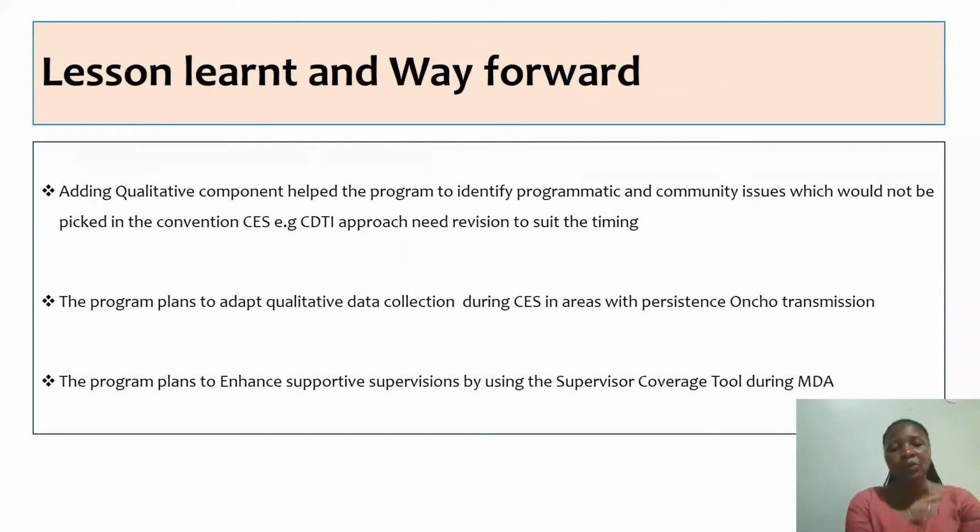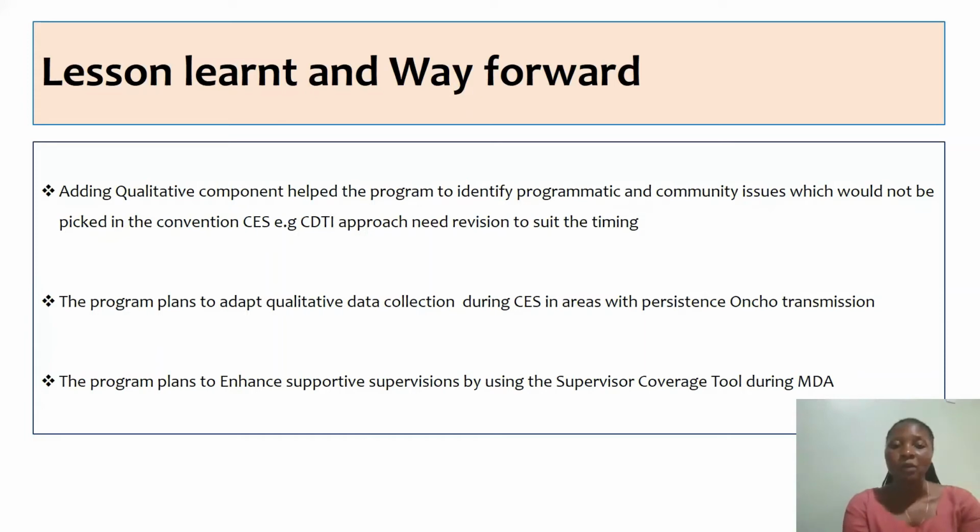The lesson learned and way forward as a program: we learned that adding a qualitative component helped the program to identify programmatic and community issues which could not be picked up in the conventional CES. For instance, the need to revise the CDTI approach to suit the time.